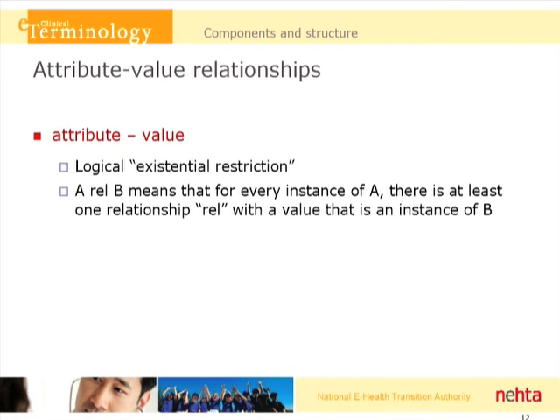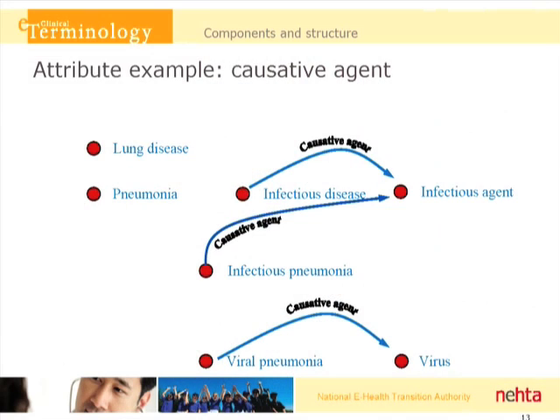And then if we look at the attribute value relationships, the existential restrictions, we have a relationship between A and B with a relationship. And this means that for every instance of the A, there is at least one relationship with a value that's an instance of B. So let's look at viral pneumonia. For every instance of viral pneumonia, there is at least one causative agent relationship to at least one instance of a virus. And likewise for infectious pneumonia, there is a causative agent relationship to the infectious agent code in the terminology.